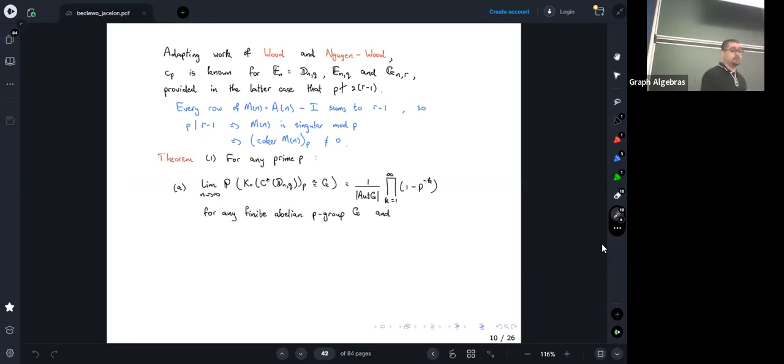Okay, so here's the theorem. So first I'm stating this for the first model, the Bernoulli diagrams. So for any prime P and for any finite abelian P-group G, the asymptotic probability that the P Sylow subgroup of the K0 group is isomorphic to G is this expression. It's this expression involving an infinite product involving the prime P, and then divided by the size of the automorphism group of G.